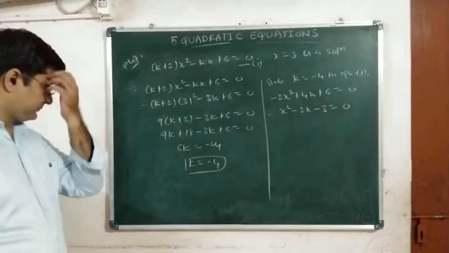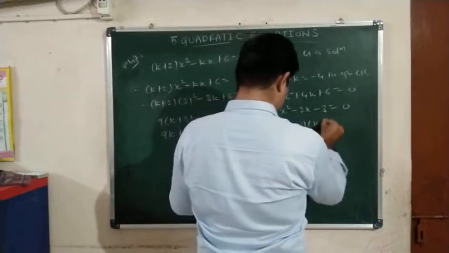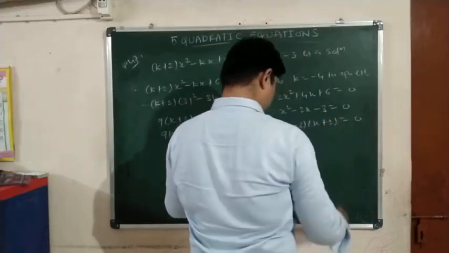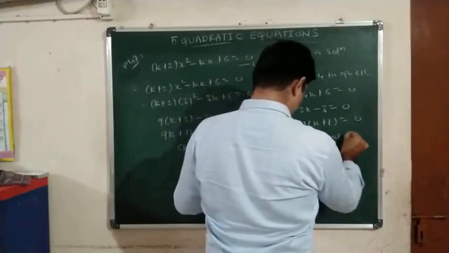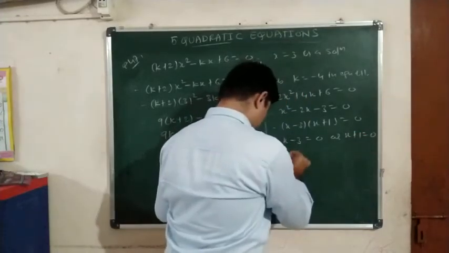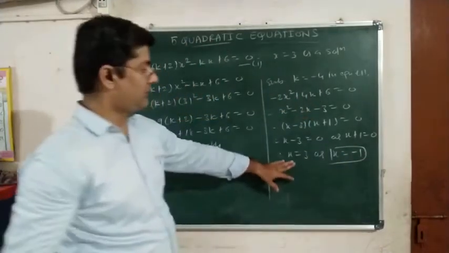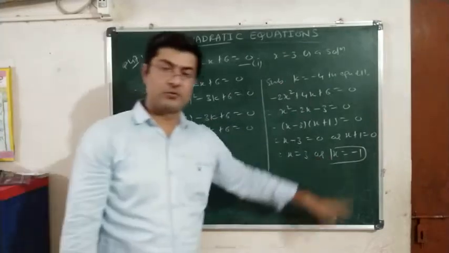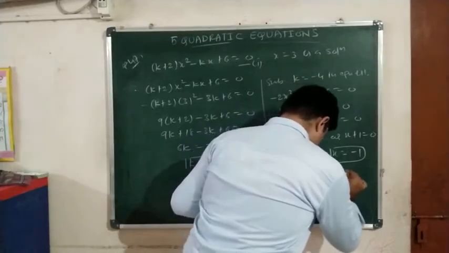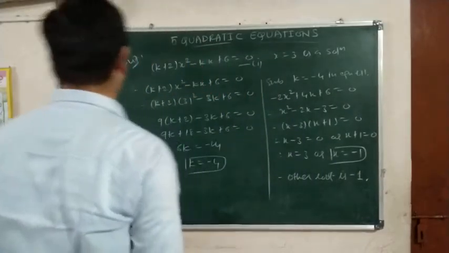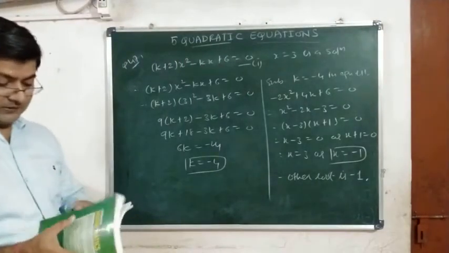Now we can factorize. 3 ones are 3. So (x − 3)(x + 1) = 0. Therefore x − 3 = 0 or x + 1 = 0, so x = 3 or x = −1. We know that one root is 3, that is already given, so the other root is −1. With this, the last question of exercise 5A is completed.